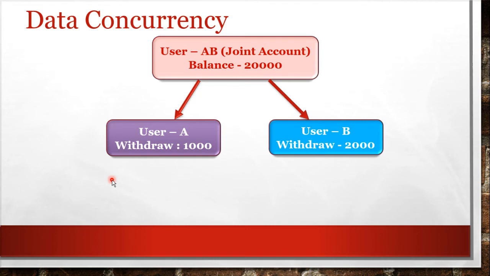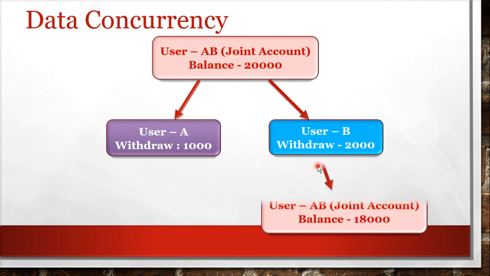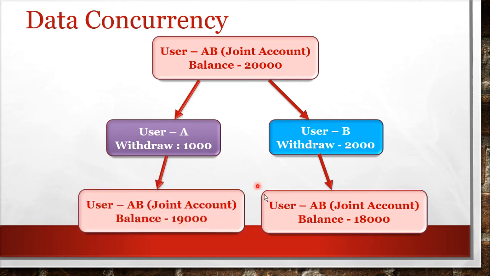But if the users are accessing the records at the same time, then what will happen? User A views the balance as 20,000, user B also views the balance as 20,000, and suppose with a fraction of a second gap, user B's transaction executes first and the balance is now 18,000, and after 1 millisecond or 2 seconds, user A's transaction is executed and the balance is now 19,000. But the balance should be 17,000 here, because ultimately 3,000 rupees are withdrawn.